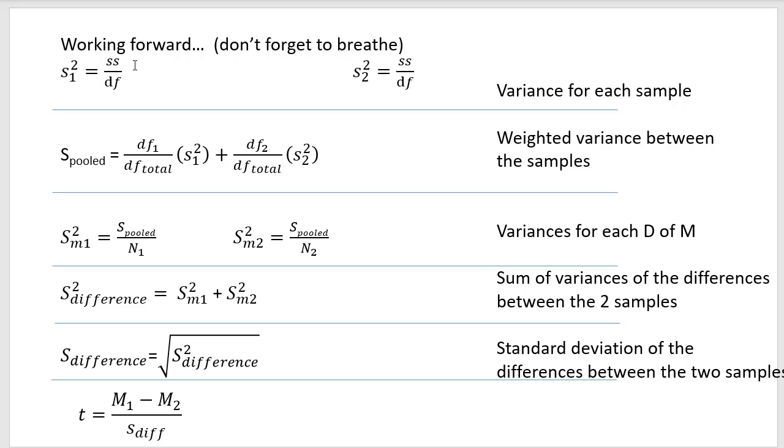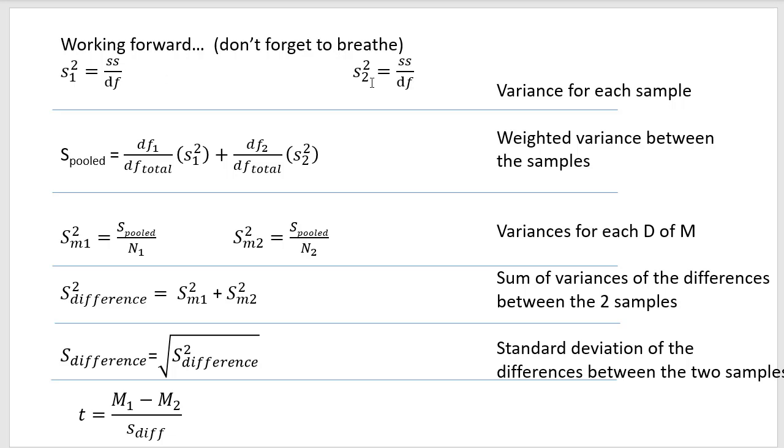Let's walk through it. For group 1, we need to find out the variance for the sample. So in group 1, we can calculate the estimated population variance for group 1 by taking the sum of squares divided by degrees of freedom. That's the same as it was for the single sample t-test. And you do the same thing for group 2.